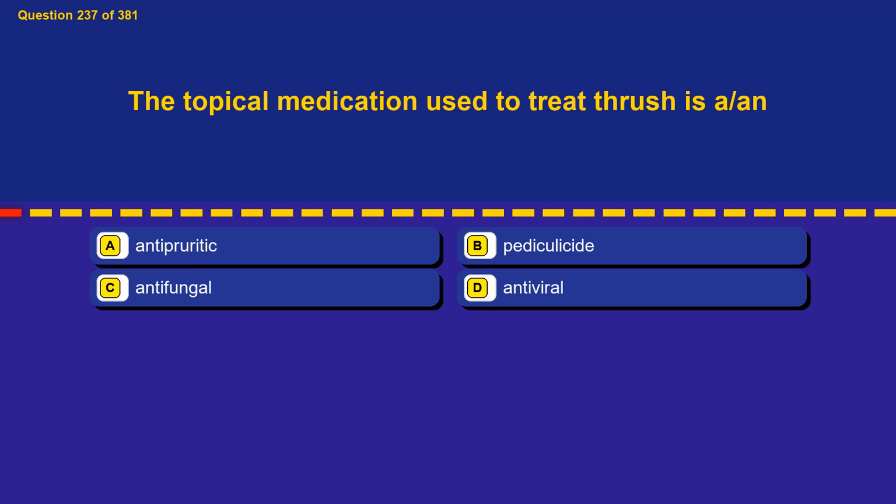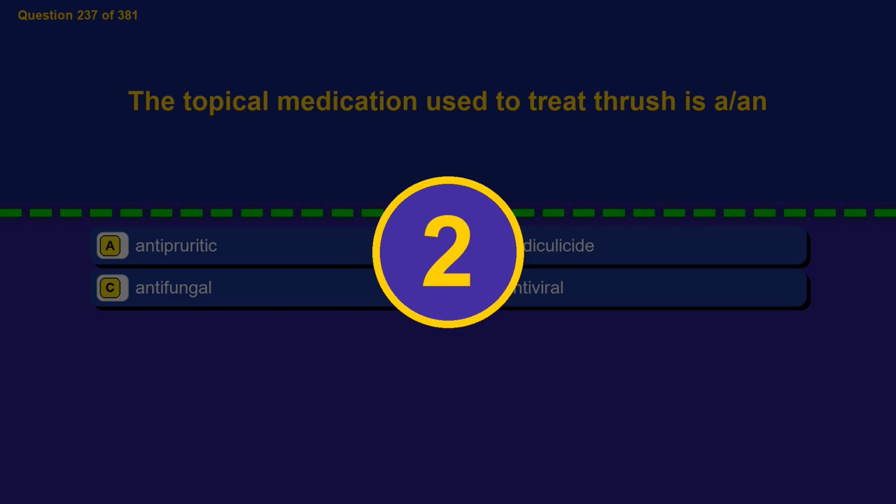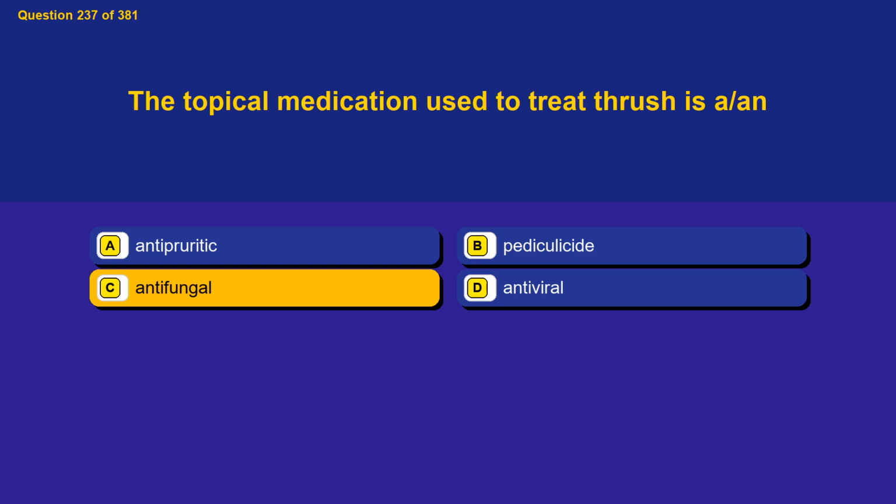Question 237. The topical medication used to treat thrush is an: option A, antipruritic. Option B, pediculicide. Option C, antifungal. Option D, antiviral. The correct answer is option C, antifungal.